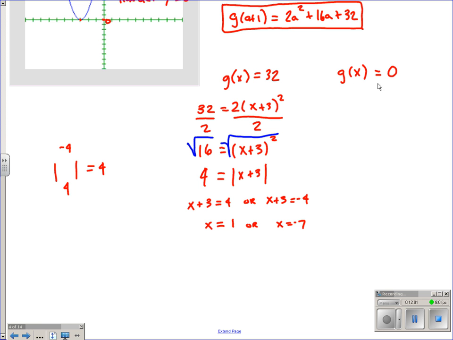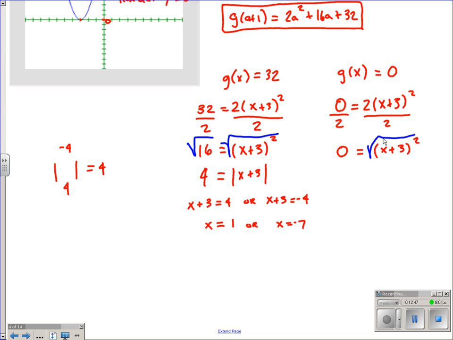Last problem, g of x equals 0. We already predicted that our answer should be negative 3, so let's see if that happens. Just like on the last problem, I substitute 0 in for the g of x. So we're going to have 0 equals 2 times the quantity of x plus 3 squared. We're going to solve it the same way. I'm going to divide each side by 2. 0 divided by 2 is 0. I have x plus 3 squared left here. Let's take the square root of each side.